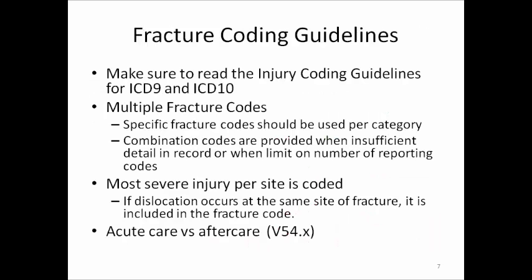So, our fracture coding guidelines: there are many of these that we need to make sure you read before you code. The multiple fracture guideline states that if we have multiple fractures, the specific code should be provided per each category. For instance, if I have a fracture of the clavicle and a fracture of the leg, I code both. There are combination codes provided when you don't have enough documentation in your record, like multiple trauma and you're transferring the patient, or when you have a limit on the number of codes reported. Also, the most severe injury per site is coded. For instance, if you have a dislocation at the same site of the fracture, you only code the fracture code.